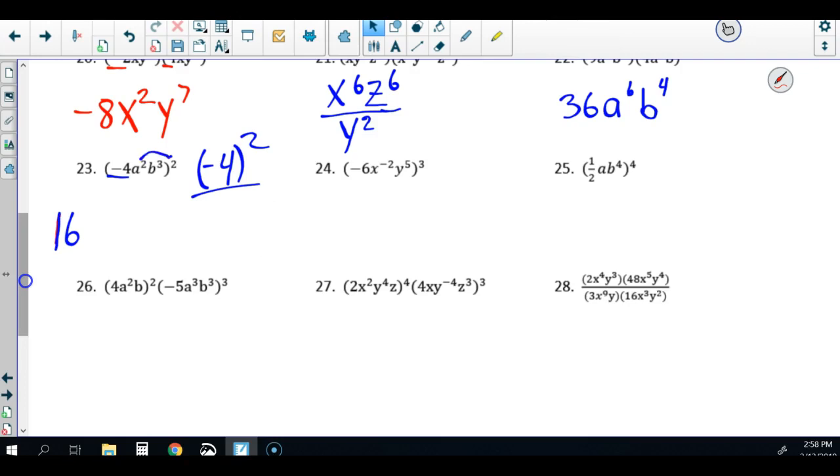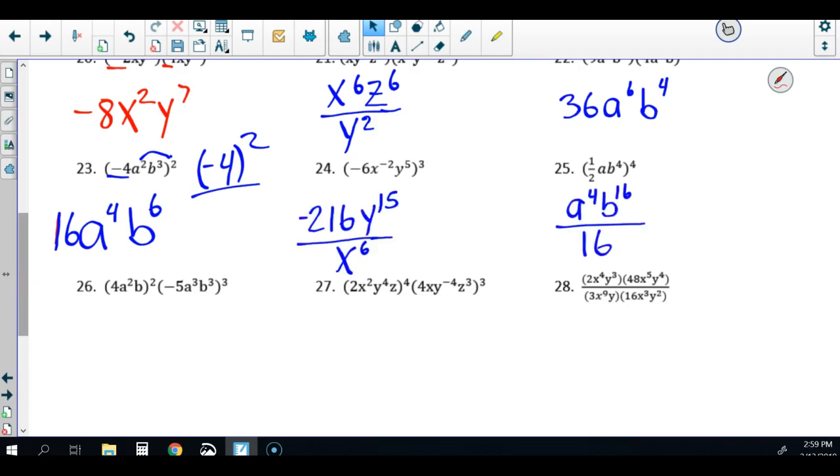Multiply these exponents. A to the 2 times 2 is 4. B to the 3 times 2 is 6. 16a to the 4th b squared. Be very careful with the negative number squared. Anytime you square a negative number, it always has to be a positive answer. And there you got 24 and 25. Negative 216 y to the 15th over x to the 6th. A to the 4th, b to the 16th over 16.